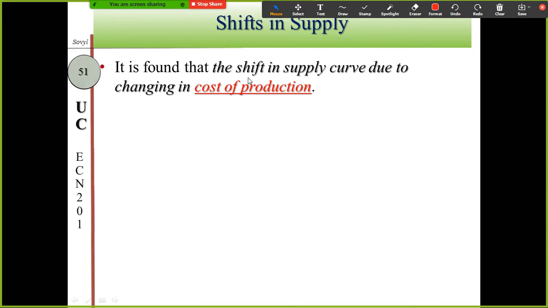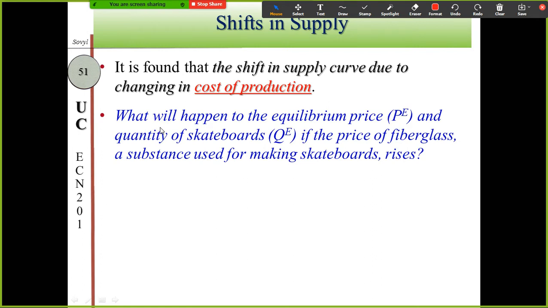It is found that the shift in the supply curve is due to changes in the cost of production. As I mentioned on the previous slide, there are many factors, many determinants, but among them, cost of production plays the main role. What will happen to the equilibrium price PE and equilibrium quantity QE of skateboards if the price of fiberglass, a material used for making skateboards, rises?